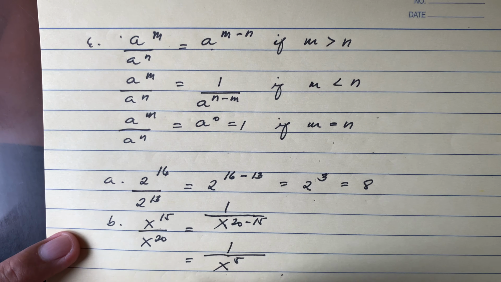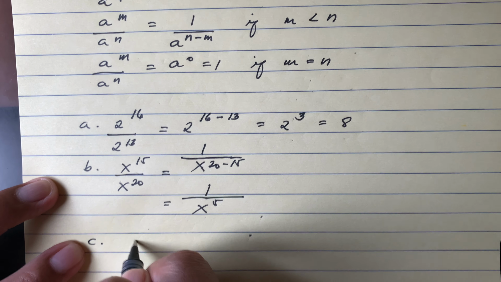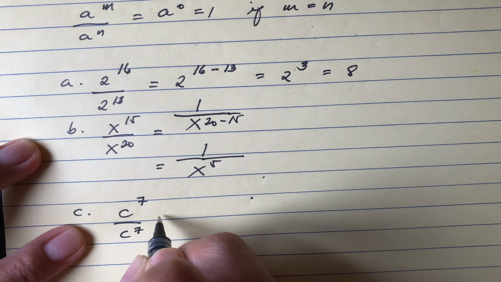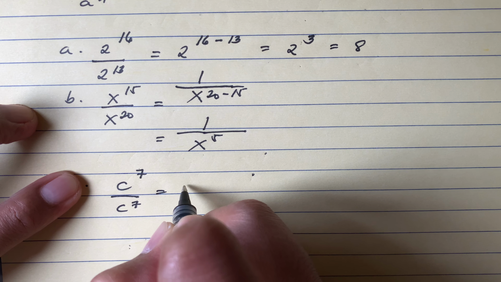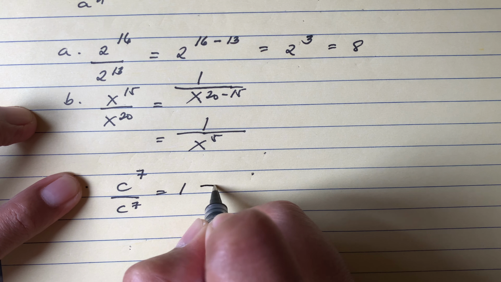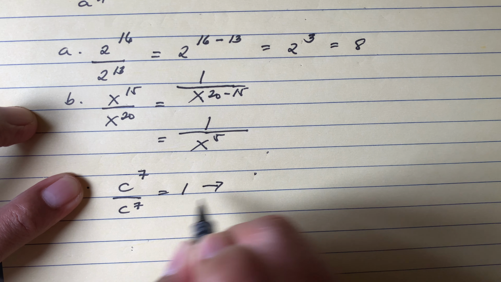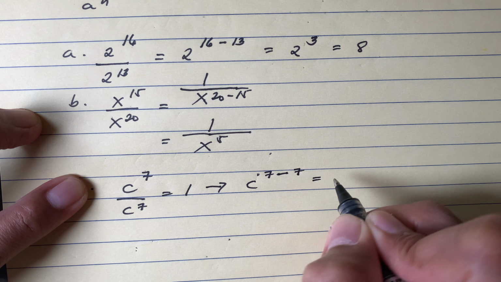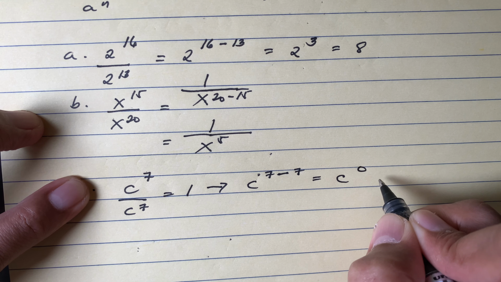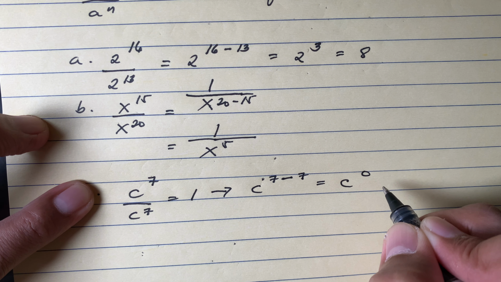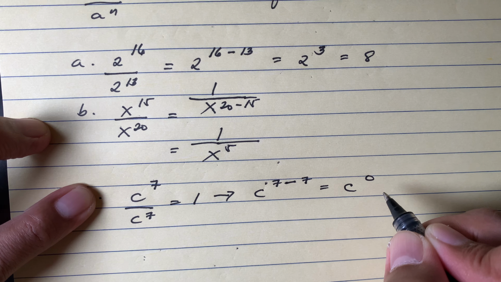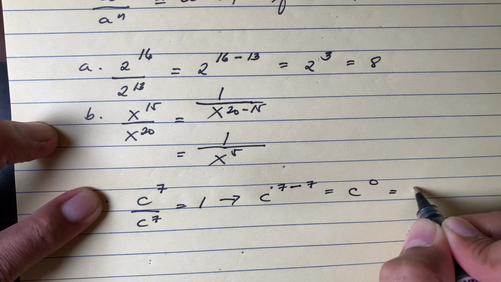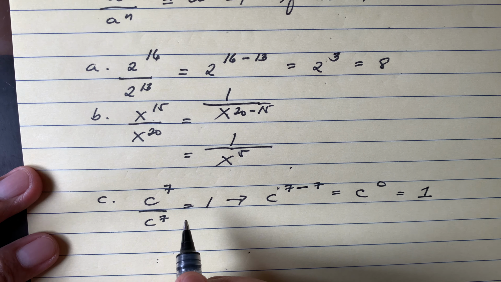Then the next, let's say we have c raised to the power of 7 all over c raised to the power of 7. This would be equal to 1, because if you simplify c raised to the power of 7 minus 7, this is equal to c raised to 0. And as I told you about negative exponents, any variable or constant raised to the power of 0 would always result in 1. So we have here the answer, equal to 1.